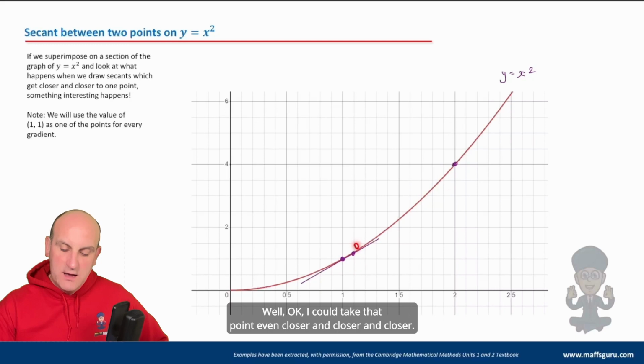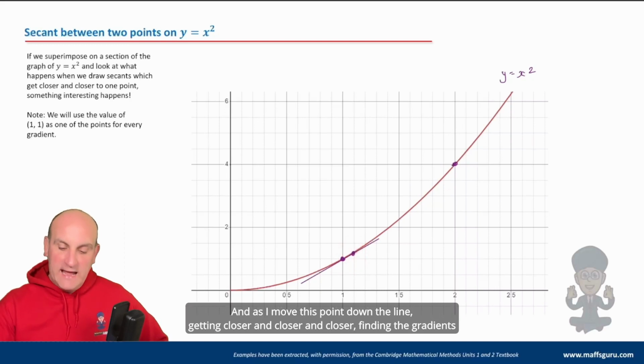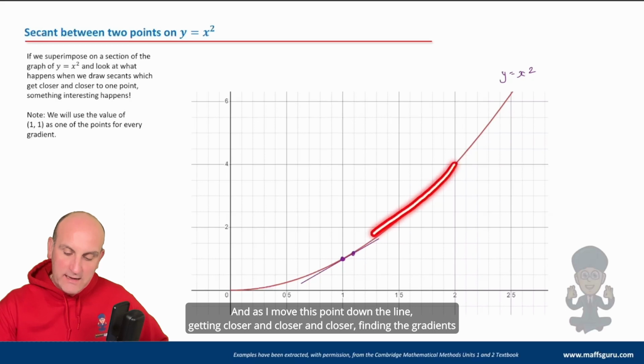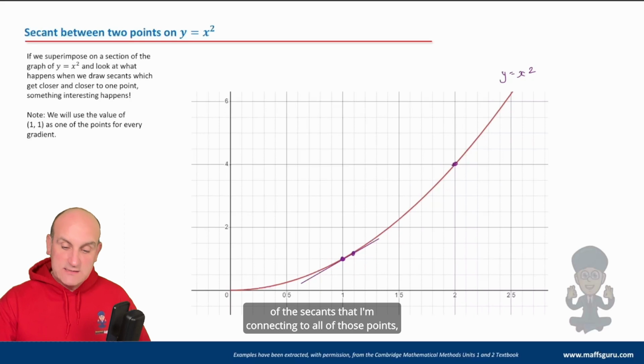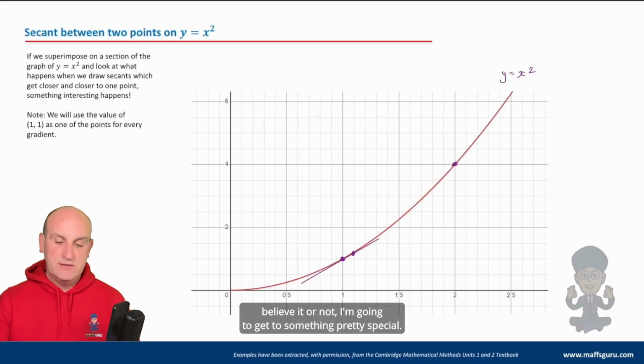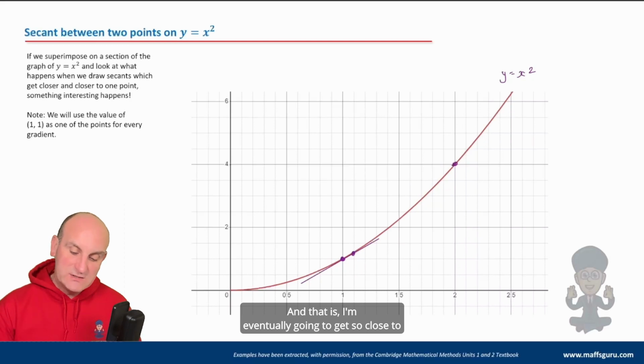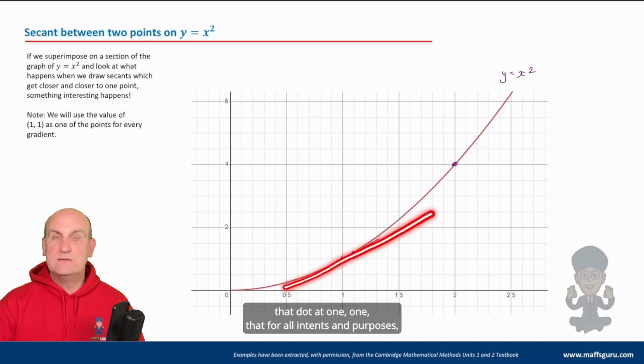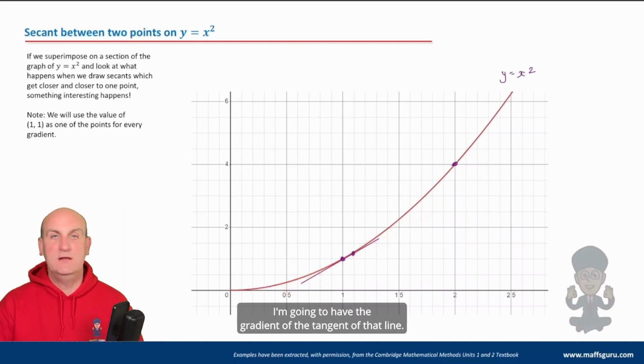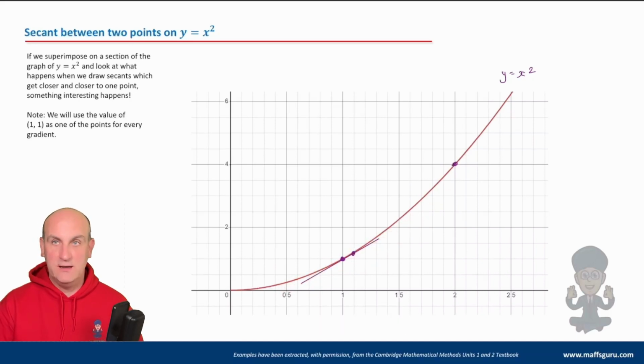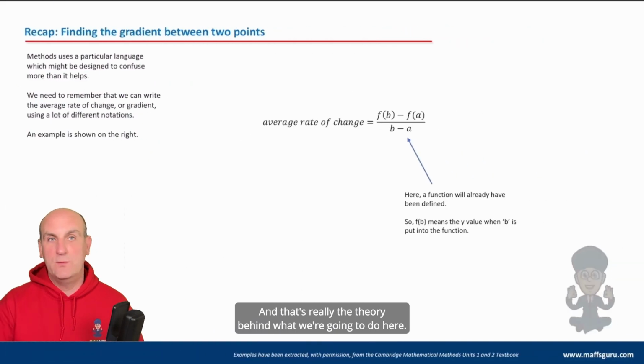Well, okay, I could take that point even closer and closer. And as I move this point down the line, finding the gradients of the secants that I'm connecting to all of those points, believe it or not, I'm going to get to something pretty special. And that is, I'm eventually going to get so close to that dot at (1, 1) that for all intents and purposes, I'm going to have the gradient of the tangent of that line. And that's really the theory behind what we're going to do here.